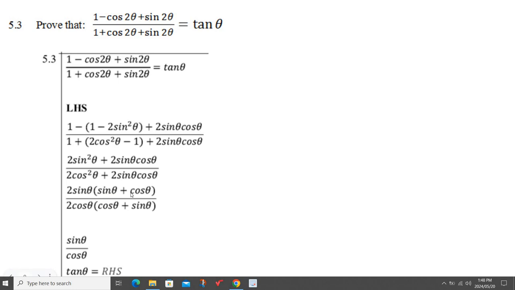Sine plus, oh no, these guys cancel. Sine doesn't cancel with cosine. Sine plus cosine and cosine plus sine are exactly the same thing, and they cancel. But 2 divided by 2 cancels. You're just left with sine over cosine. And oh yeah, that equals tangent, which is equal to the right-hand side.